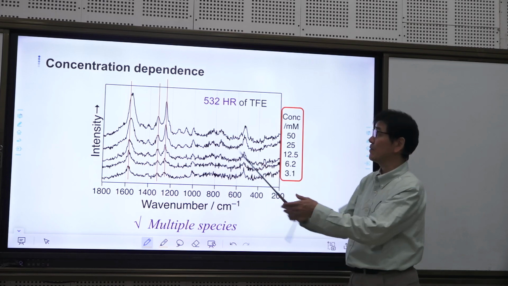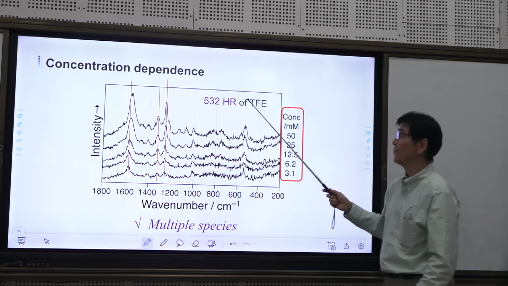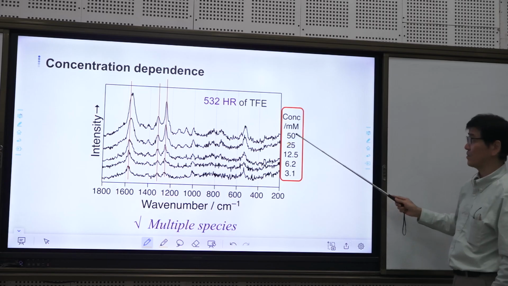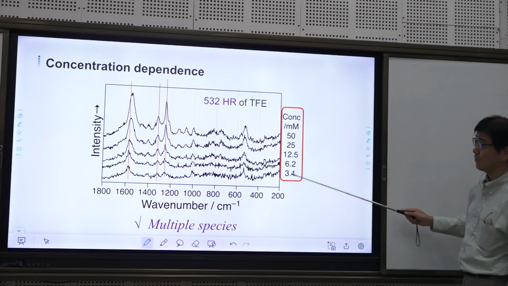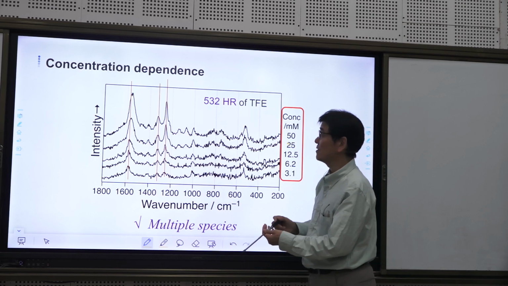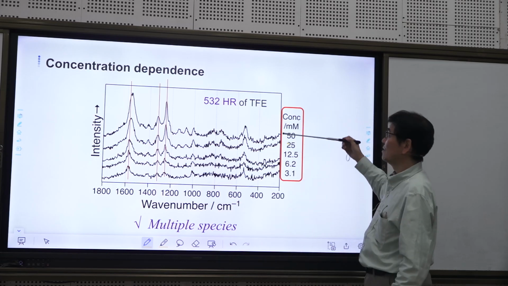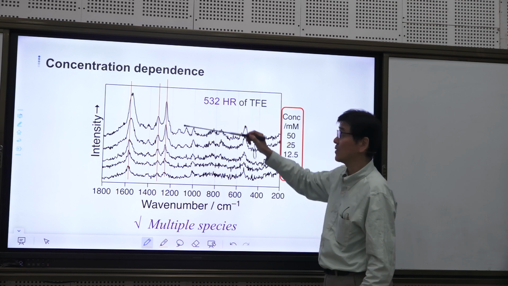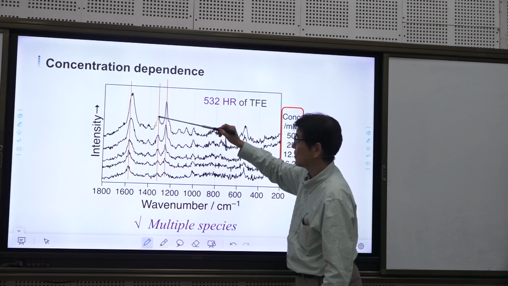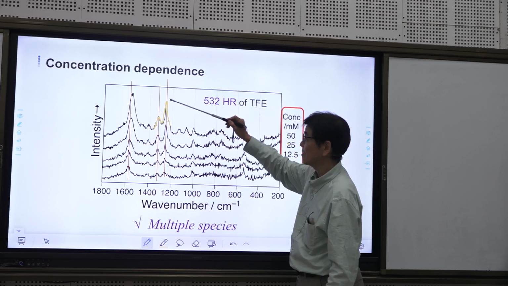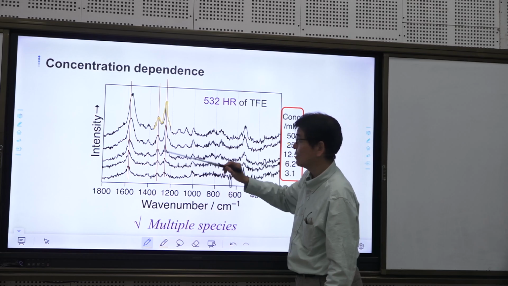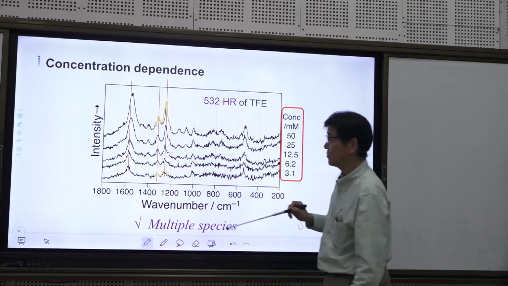And next experiment is the concentration dependence of TFE. Then signal intensity changes as the concentration changes from higher to lower. And there was a clear difference of the spectral pattern depending on the concentration. At the highest concentration, intensity pattern is something like this. Right-hand side is stronger, nearly twice or 3 times stronger. But in this case, intensity is comparable.